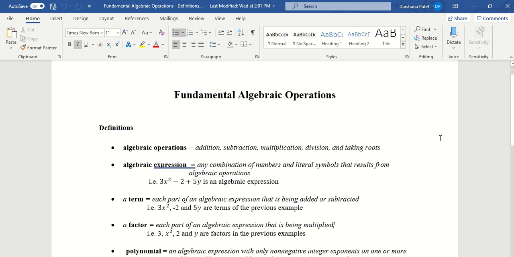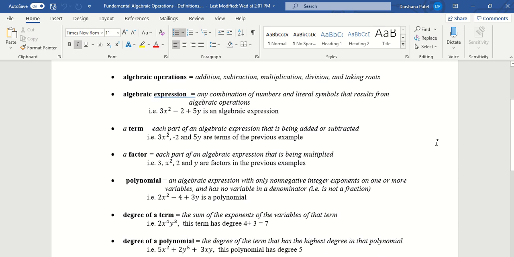Fundamental algebraic operations. Some basic definitions. Algebraic operations are mainly addition, subtraction, multiplication, division, and taking roots. Algebraic expressions are any combination of numbers and literal symbols that results from algebraic operations. For example, 3x² - 2 + 5y is an algebraic expression.